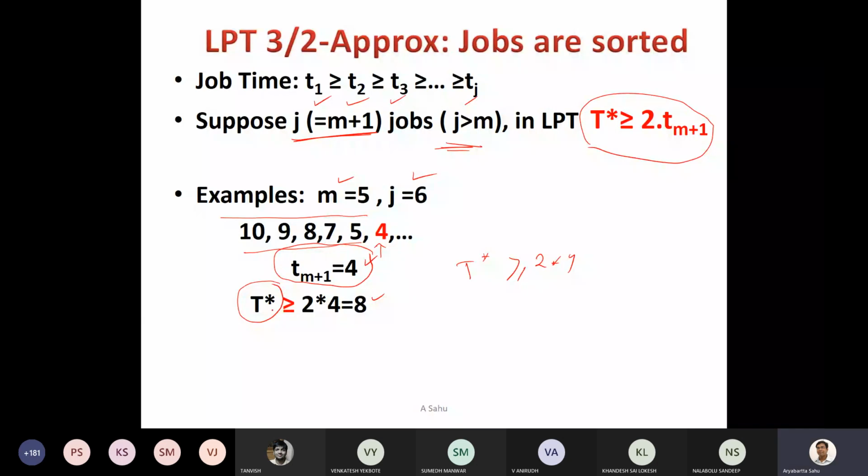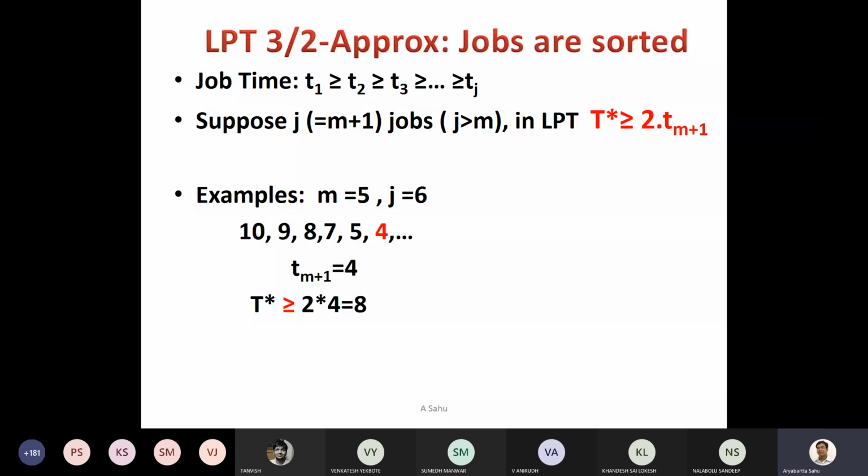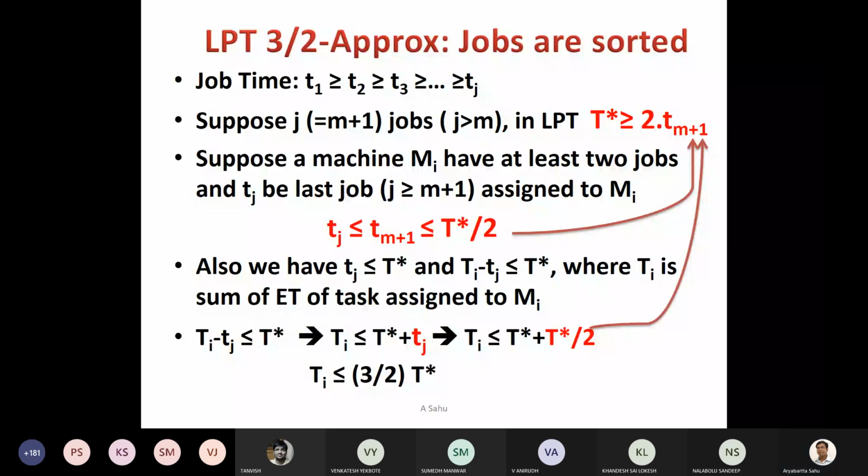So if you go further, this thing is already explained with examples. Now suppose a machine Mi has at least 2 jobs, not 1 job, at least 2 jobs, and Tj is the last job. J is greater than or equal to M plus 1. Earlier it was J is equal to M plus 1, now I'm saying J is greater than or equal to M plus 1. Earlier it was M equal to 5 and J equal to 6, but now suppose 7 tasks.